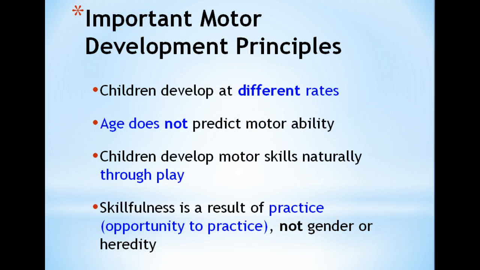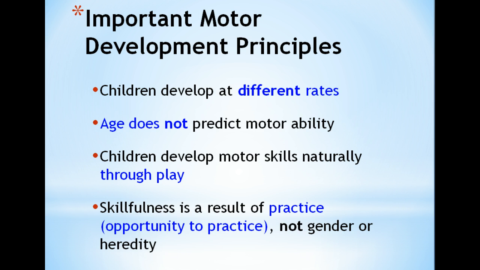The 4 motor development principles on this slide are very important for you to remember as you're teaching the kids at St. John's and at McPhee. Children develop at different rates. They are not going to all be proficient at the same skills, nor will they be developing proficiency at the same rate. It's important to remember. Age does not predict motor ability. Just because someone's in kindergarten does not necessarily mean that they do better in physical skills than the students that are in the third and four-year-old classes.